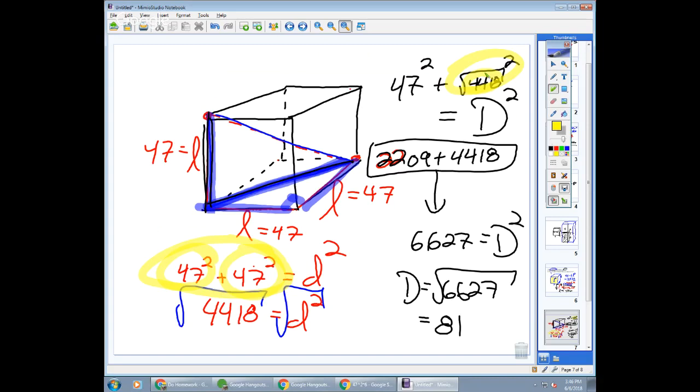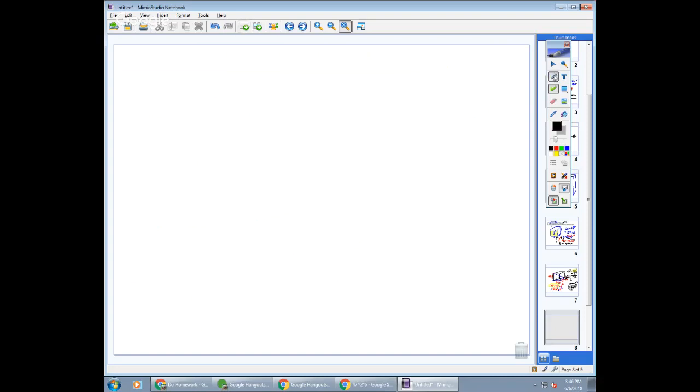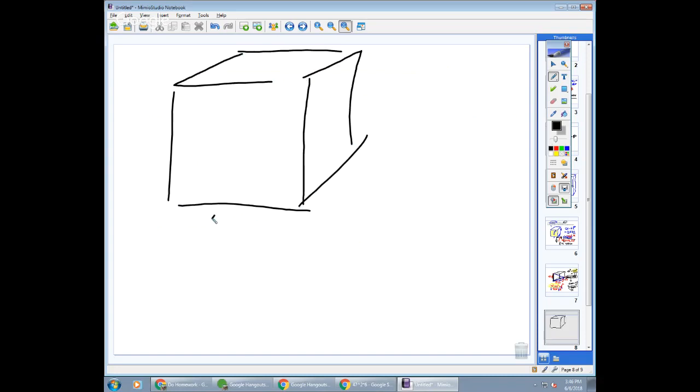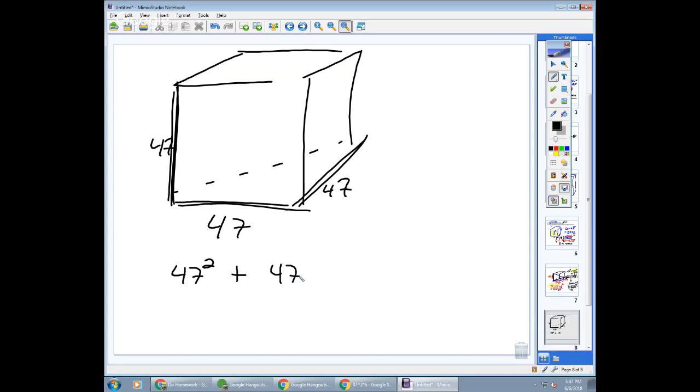And that's kind of interesting if you think about it. So I'm going to redraw my picture. Something like that. And we're saying that's 47, that's 47, and this is 47. And we ended up with a 47 squared, which was that side right there. And then these two 47s gave us this lower diagonal. So we had to add on that 4,418, which came from 47 squared plus 47 squared.